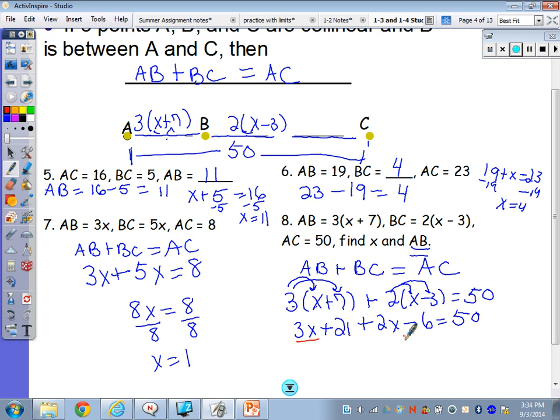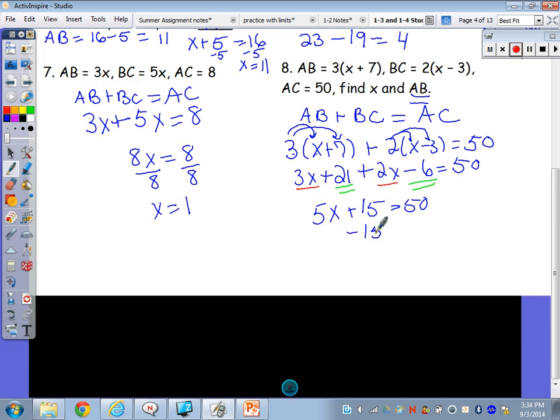Then 3x and 2x are like terms, and 21 and negative 6 are like terms because they're on the same side of the equal sign, so I'm going to add them together. 3x plus 2x is 5x, and then I'm going to add 21 and minus 6. So if I add those, I get 15. 5x plus 15 is equal to 50, and now I solve it like we did before. You always move the constant first, the number first, so I'm going to subtract 15 from both sides, and I get 35. 5x is equal to 35, and then I'm going to divide by 5 because I'm multiplying, and then x is 7.